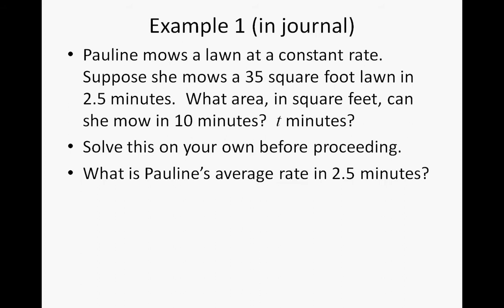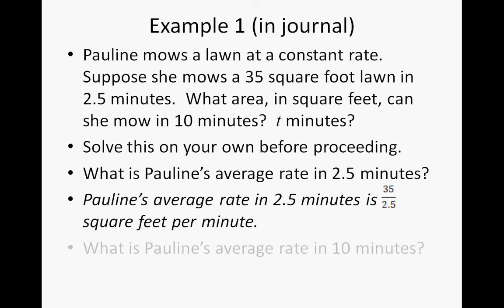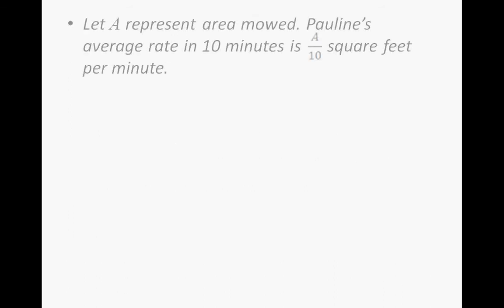What is Pauline's average rate in 2.5 minutes? Well, it is 35 divided by 2.5 square feet per minute. So what is Pauline's average rate in 10 minutes? Well, if we let A represent the area mowed, Pauline's average rate in 10 minutes is A divided by 10 square feet per minute.